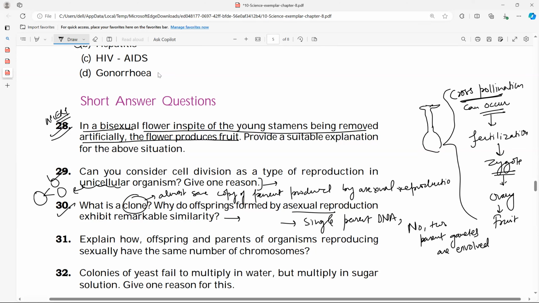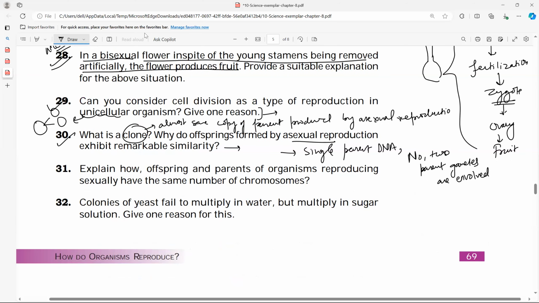Write this question number 13 in your copy. Noted, sir. Next, explain how offspring produced by parents through sexual reproduction have the same number of chromosomes. Halving of chromosomes during gamete formation. So the female gamete and male gamete consist of 23 chromosomes.